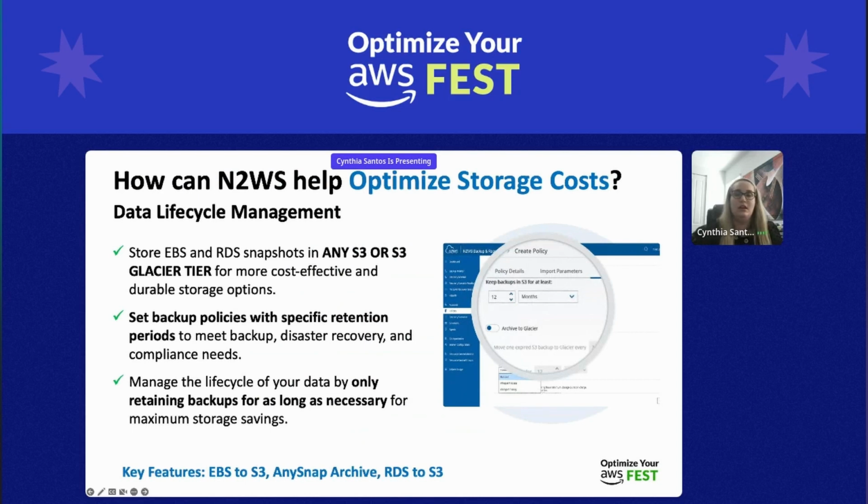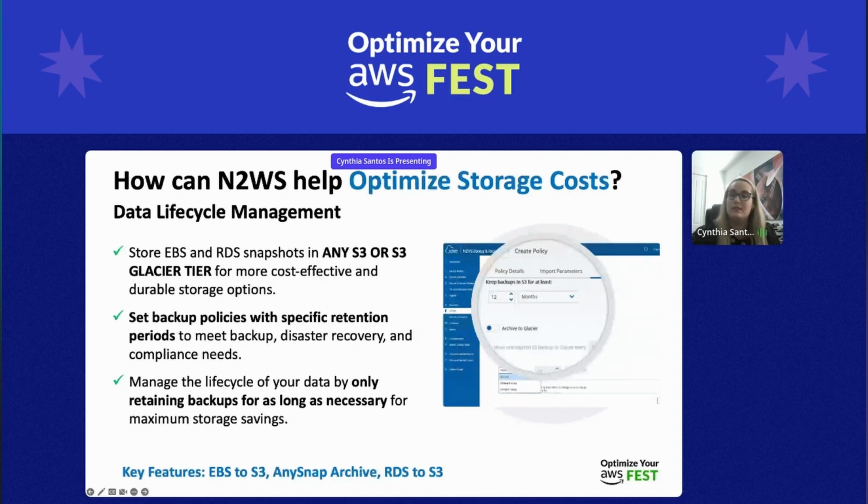So the goal is to back up your data often, but optimize your storage cost. How can N2WS help? It can help by making sure that you store your backups effectively. EBS and RDS snapshots can be sent to any S3 and Glacier tier for better pricing and more durable storage. And we can give you easy lifecycle management.